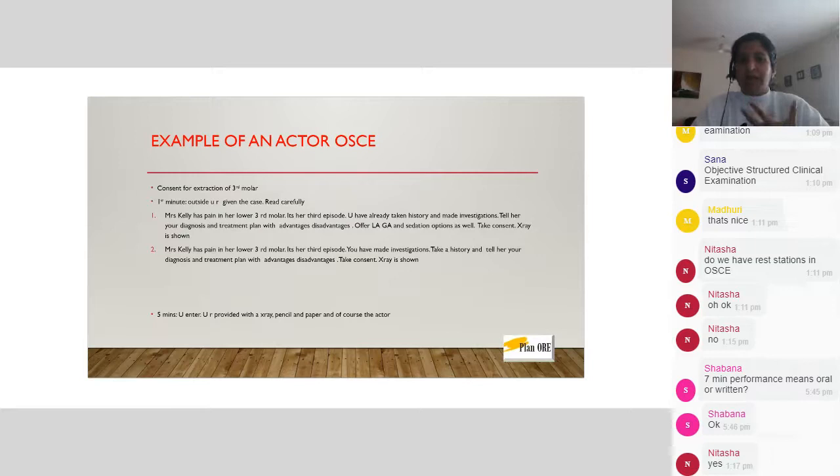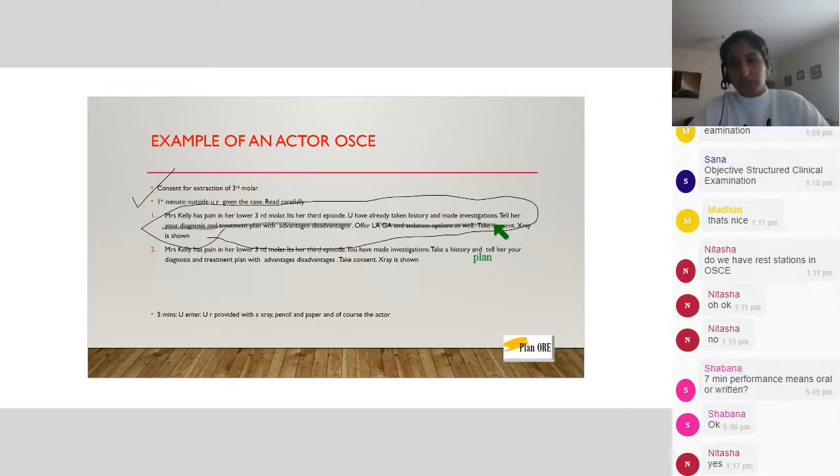Okay. Actor OSCE, how will an actor OSCE be? They will give you a scenario. The scenario can be, your patient has a lower third molar. She is having a third episode of pericoronitis, and you have done everything. What you have to do now is tell the patient the diagnosis and the treatment planning. You also have to provide sedation options to the patient, and you have to take consent for the procedure. The scenario can be anything. There can be different types of scenarios in the actor OSCE.